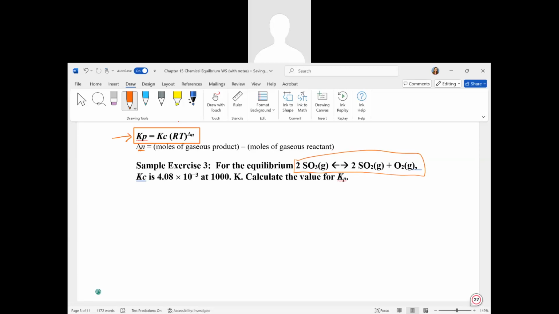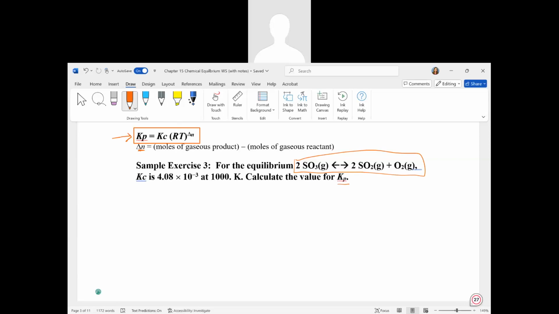And Kc or Kp could be given, and you can solve for the other variable, as long as you have temperature given as well. And then the gas constant is just that, our gas constant of 0.08206.